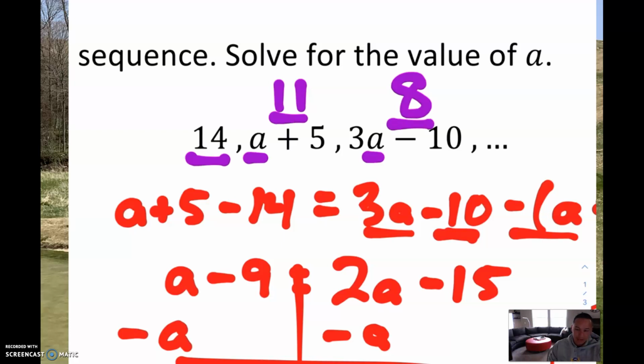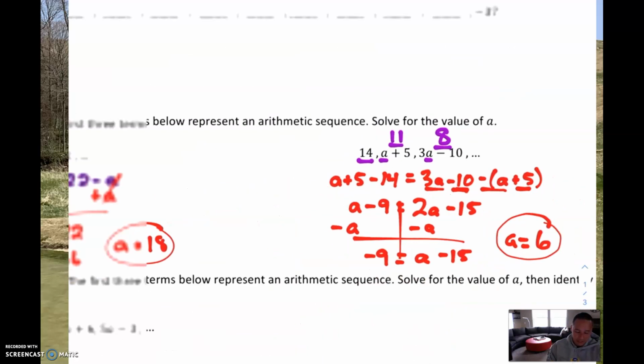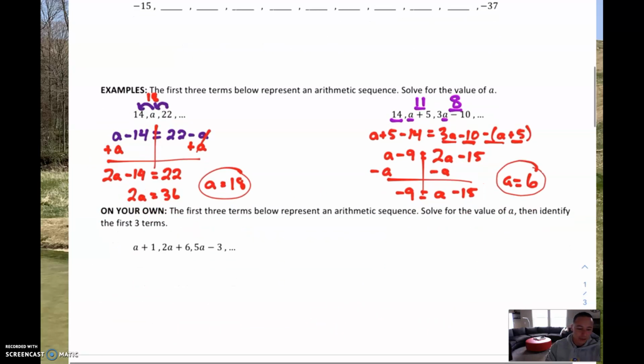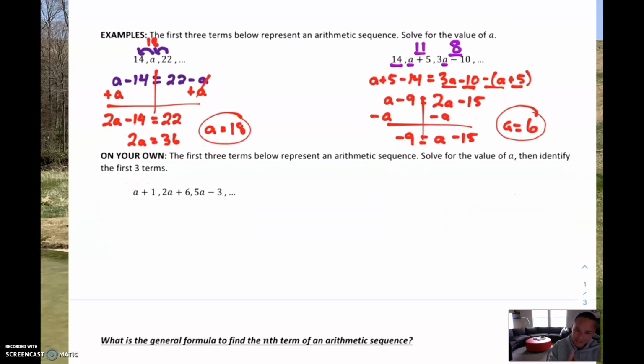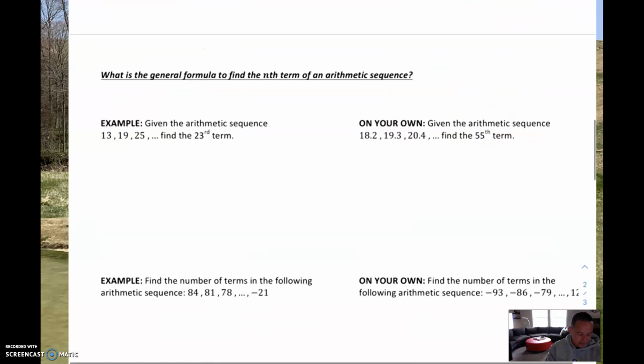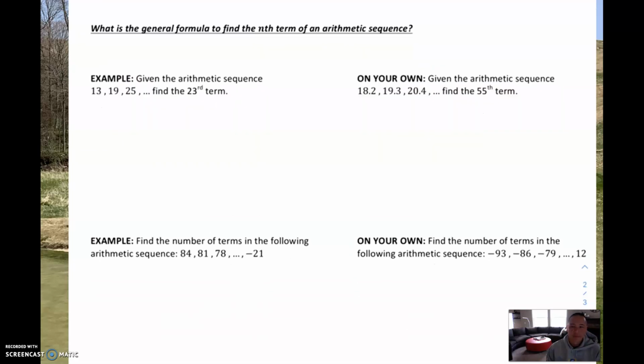And 11 to 8, it's again going down by 3. So it does work out to be an arithmetic sequence. So go ahead and try the next one on your own. You're going to have lots of parentheses, lots of distributing, so make sure you're careful with those. When you're done and comfortable with that, come on back.